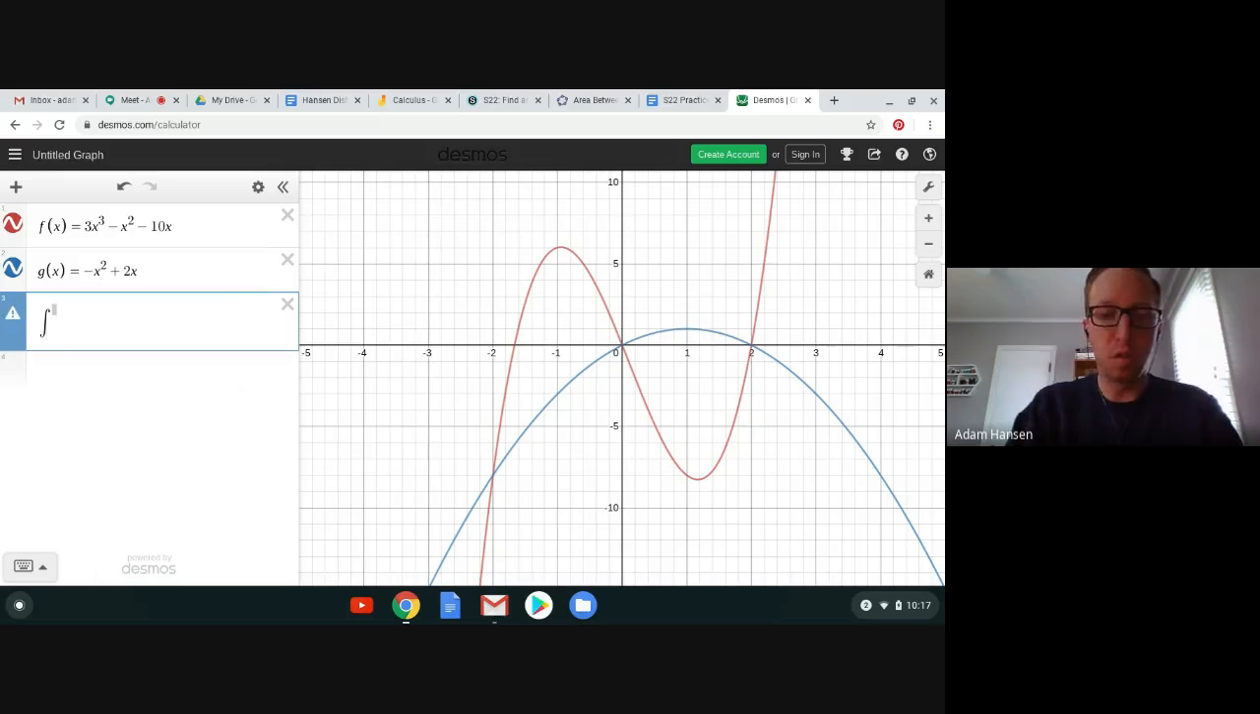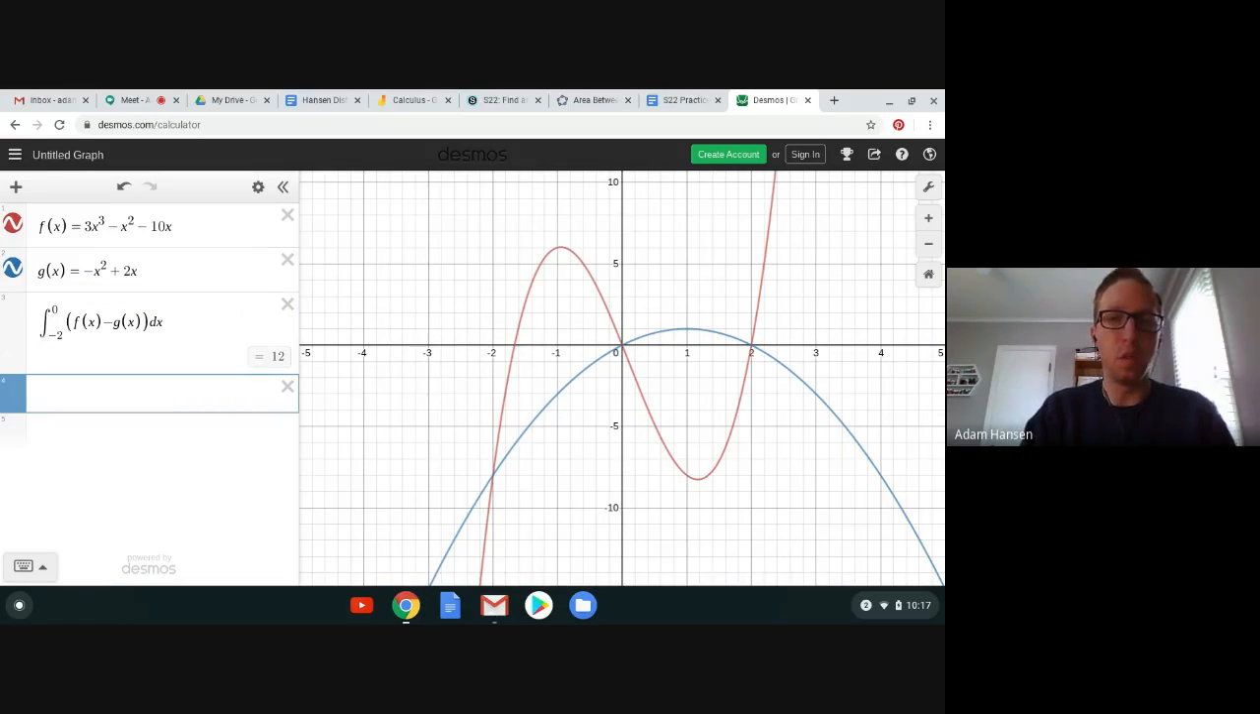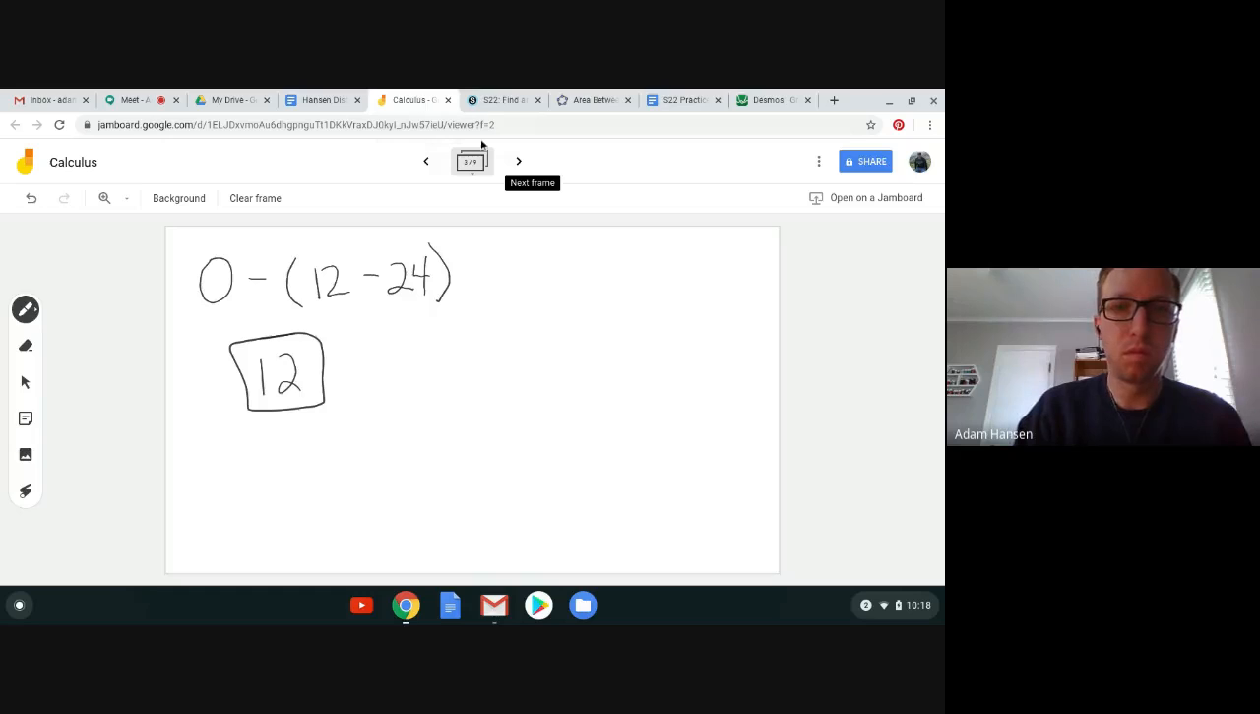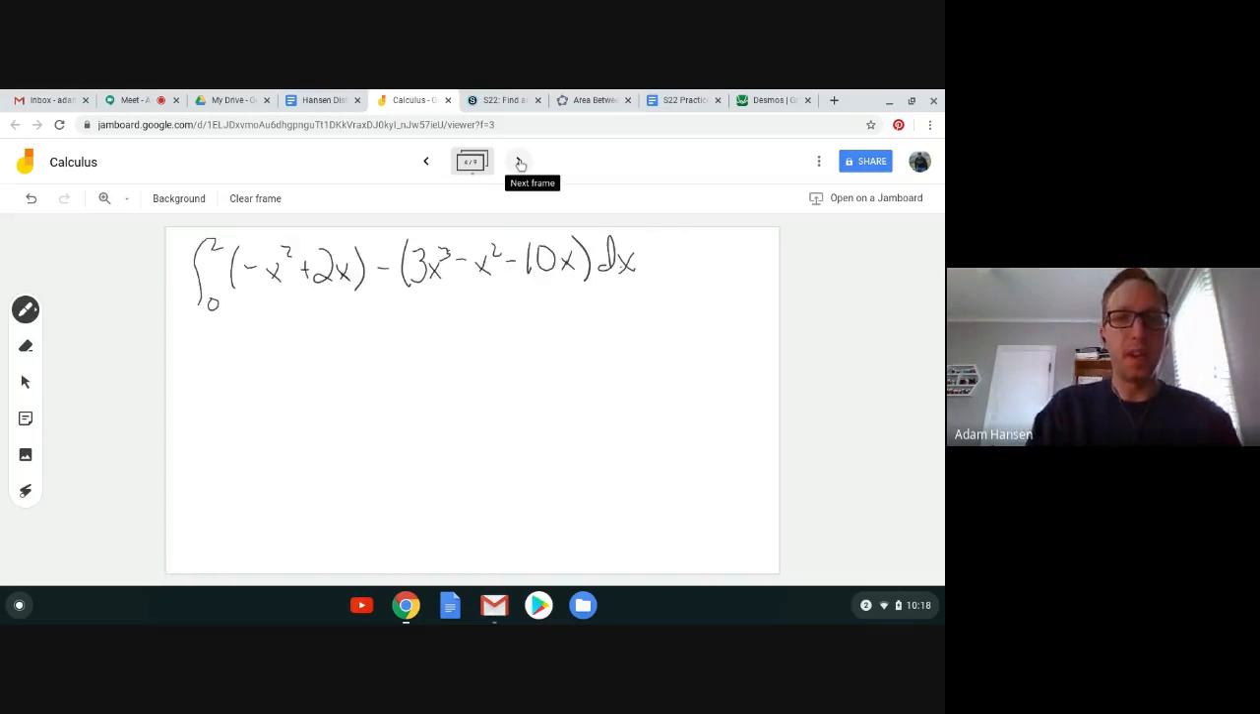The definite integral from -2 to 0 of quantity f of x minus g of x dx gave us the 12. We're going to combine that 12 with what I get for my next definite integral for the second region on the right-hand side. And as we set that up, I have this definite integral here to work with.